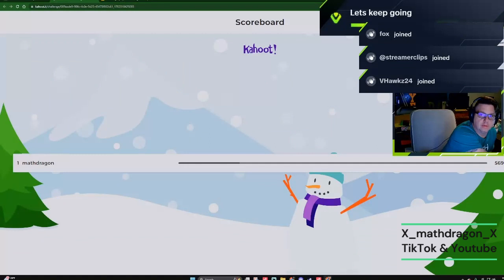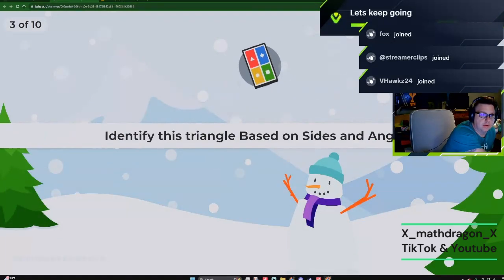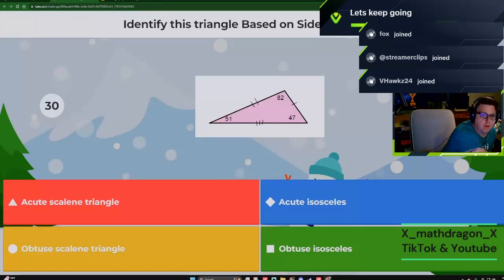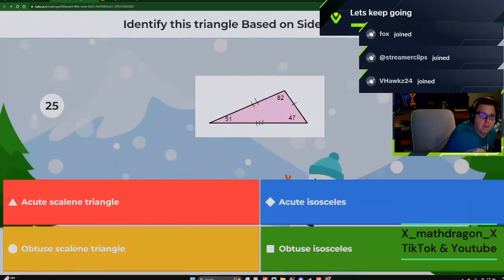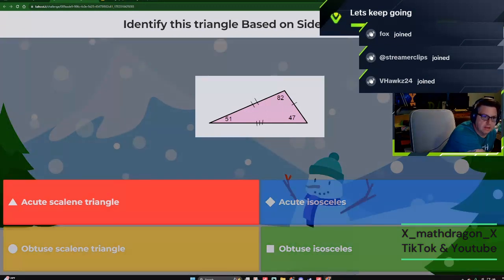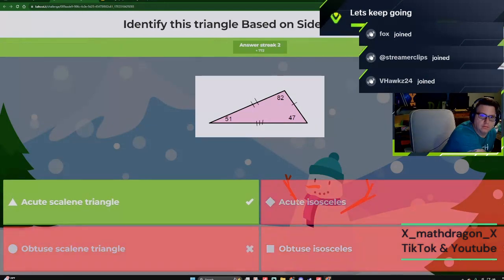All right. Next, number 3. Identify this triangle based on sides and angles. So, I see a 1, 2, 3. I remember that 1, 2, 3 is a scalene triangle. And then below 90, and below 90, that's an acute scalene triangle.